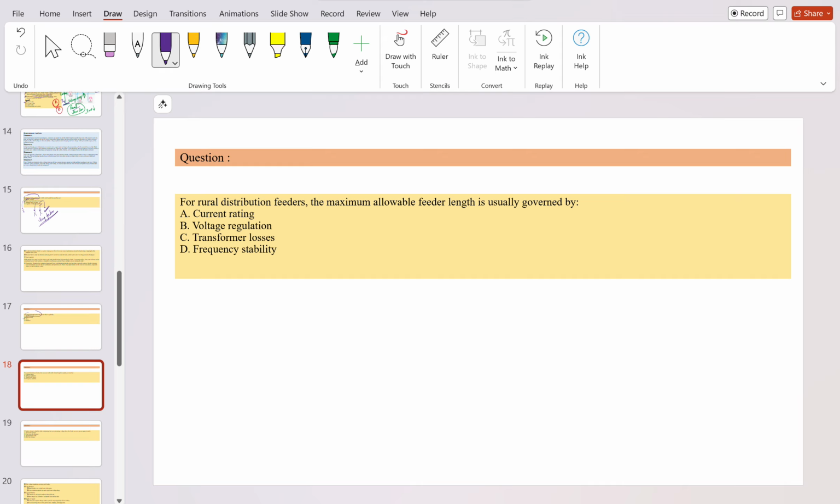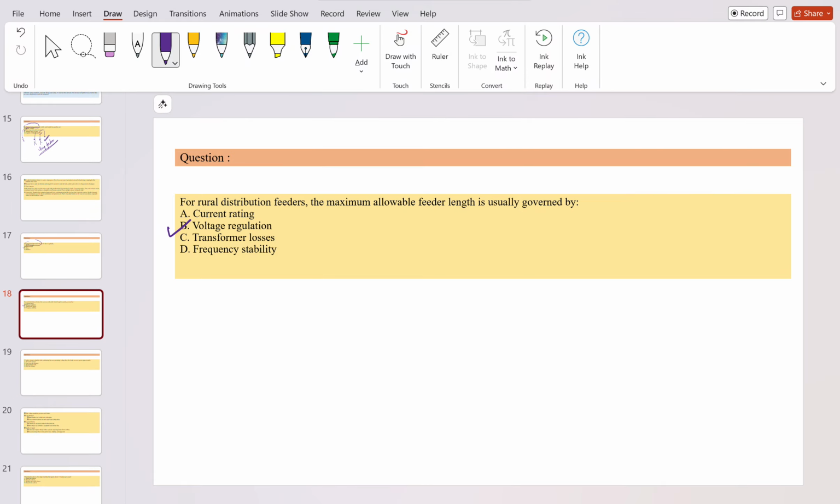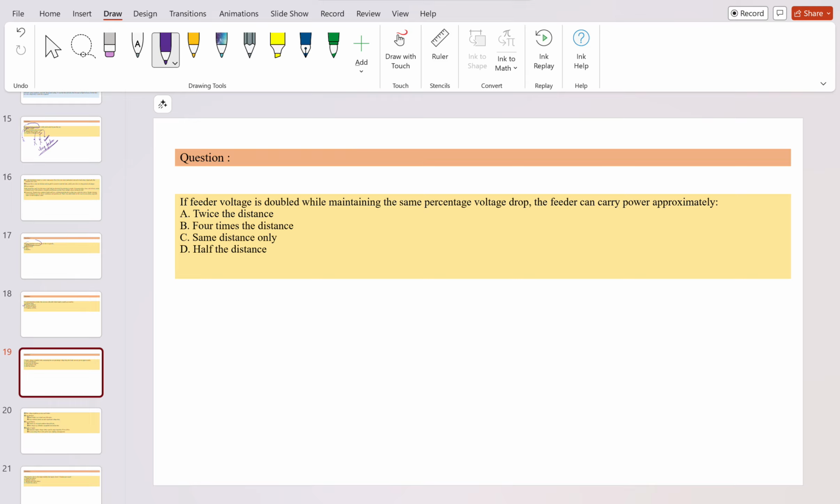Okay, option B, I got the answer. That's true, option B is actually correct. That was already explained. When you have the rural feeder, the distance will be larger, so in that case the voltage regulation actually matters. That's why the allowable limit is dependent on voltage regulation. Let's move forward. Try to solve this.